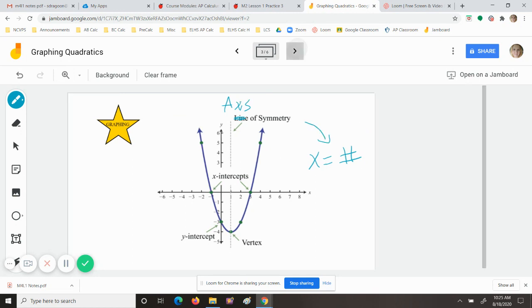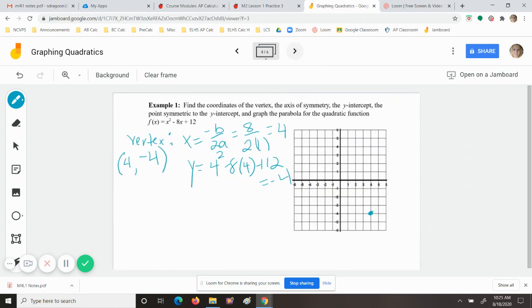So let's go back and see what we found out about our parabola here. We know that the axis of symmetry is going to go through this vertex, and it's going to be x equals a number. Well, we said our x coordinate for our vertex is 4. So our axis of symmetry, which I'm going to abbreviate AOS, is x equals 4. That's going to be a vertical line. I'm just going to make it a little dotted line going through 4. So there's our axis of symmetry.